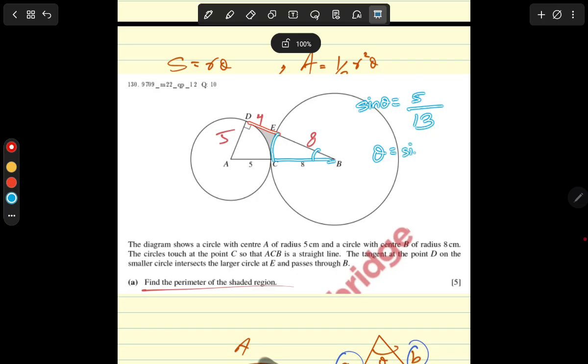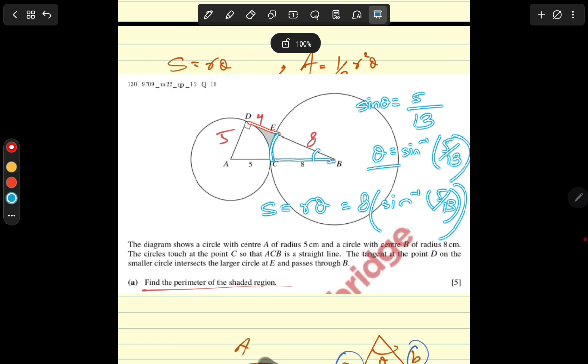So theta is going to be sine inverse of 5 upon 13, whatever that is. This theta value you plug into the formula, which is S equals R theta. So it is 8 into theta, which is sine inverse of 5 upon 13. And here you are going to get the value for the EC arc length.